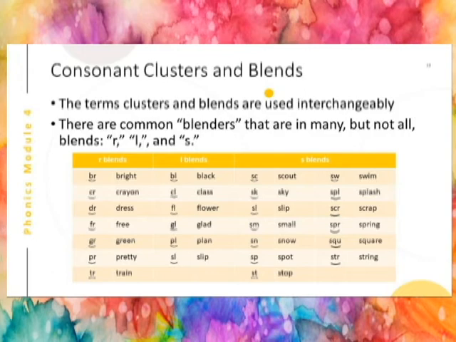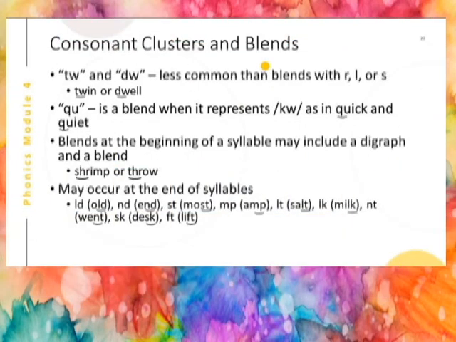S blends have the letter S first, whereas the R blends and L blends have the letter R or L as the second letter of the blend. Blends are taught as units, not as single letters. The TW and DW blends are less common in English words than the blends that include one of the letters R, L, or S. QU is a consonant blend when it represents the qu, as in quick and quiet.